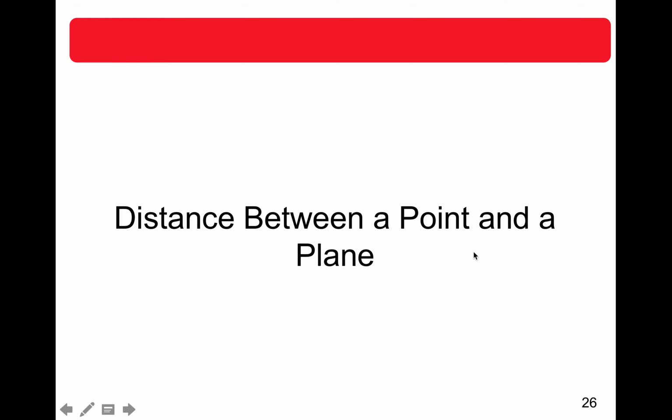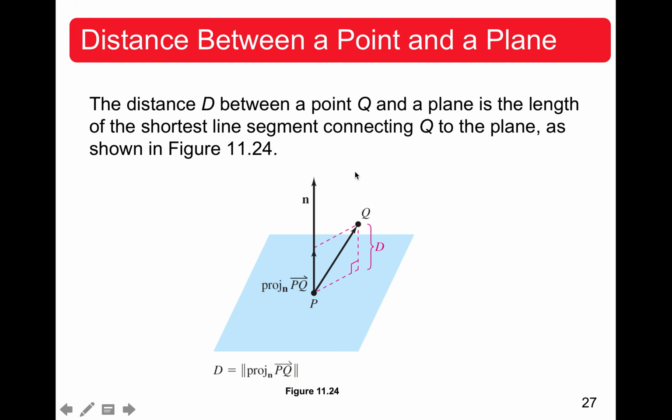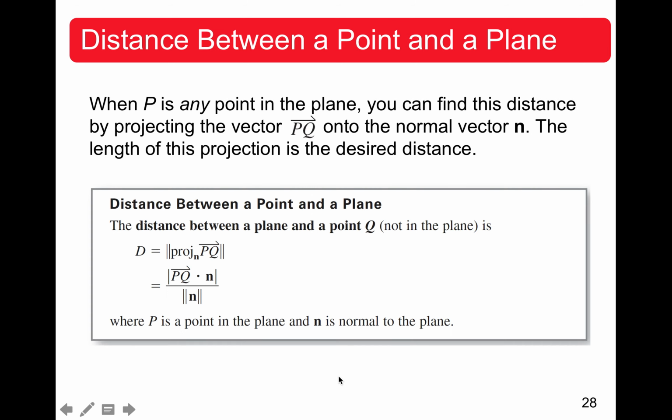Okay, so distance between a point and a plane. The distance between a point Q, so here's our point Q, and the plane is the length of the shortest line segment that connects them. So we're going to use this idea of a projection, projecting the vector PQ onto the normal vector. And what this is going to simplify to is the absolute value of the dot product between our vector and the normal vector, divided by the magnitude of the normal vector.